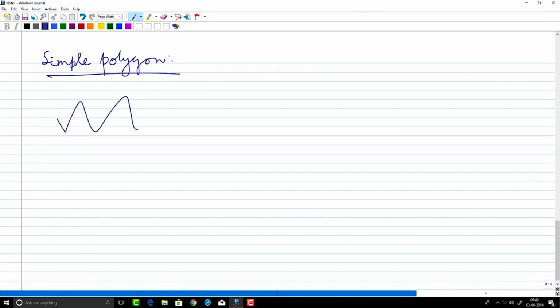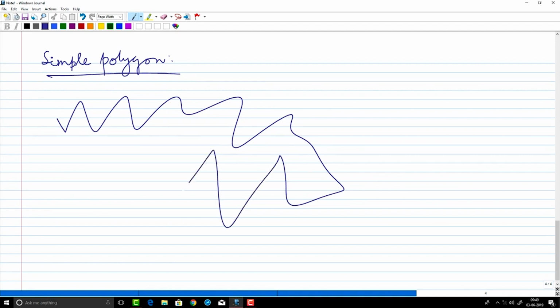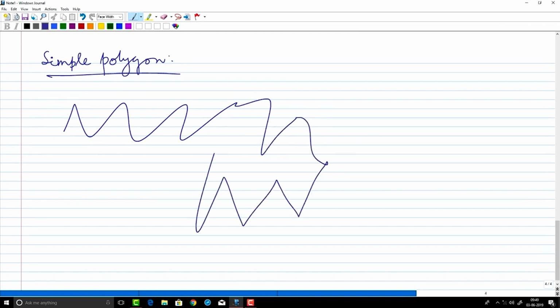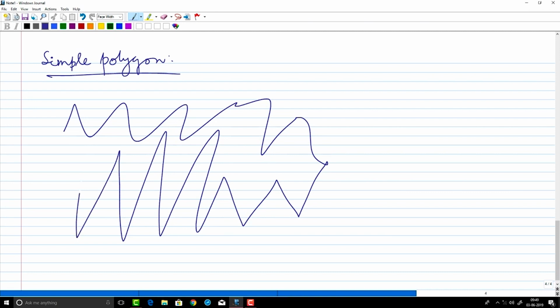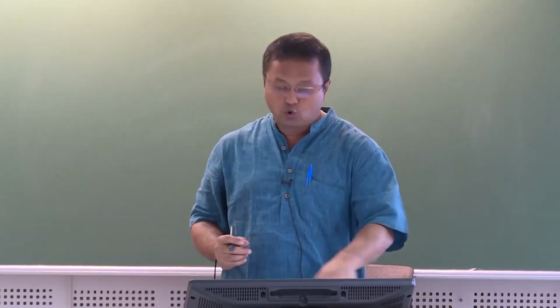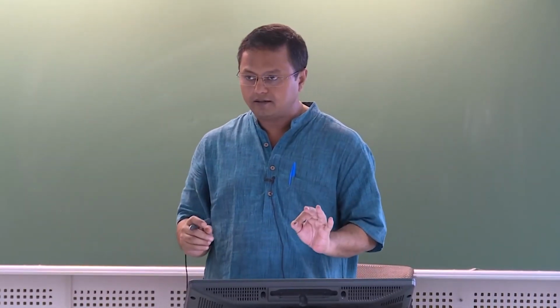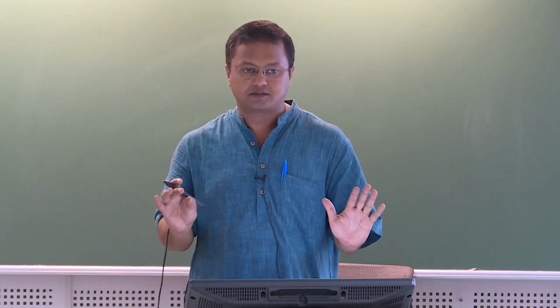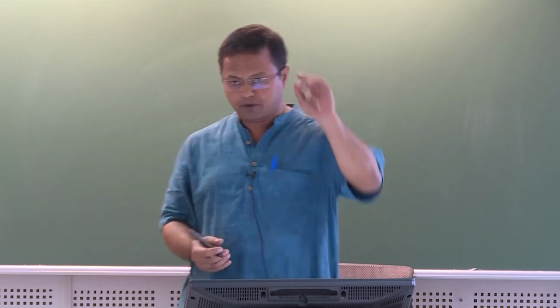So, again I have a polygon, make it as complicated as you like, but the only thing is there is no hole inside and edges of the polygon cross only at the vertices, right. This is what a simple polygon is.